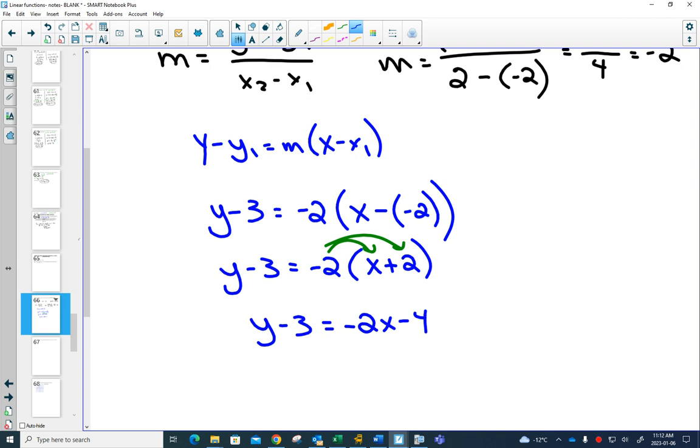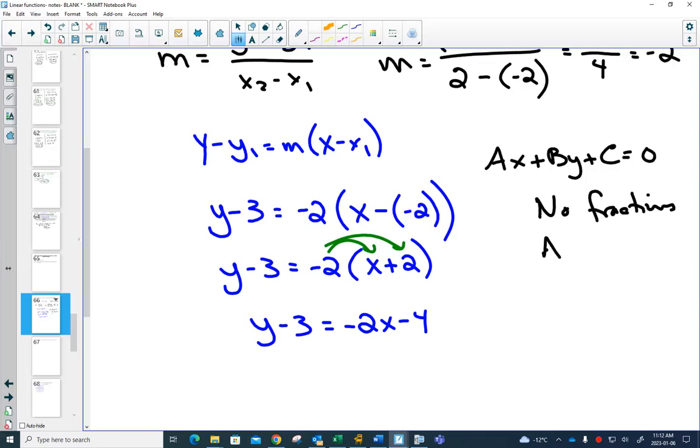and the question asked for general form, remember, what are the special things about the general form? There are two things you had to remember about the general form. No fractions. And what else? And A is positive. Is A positive right now?